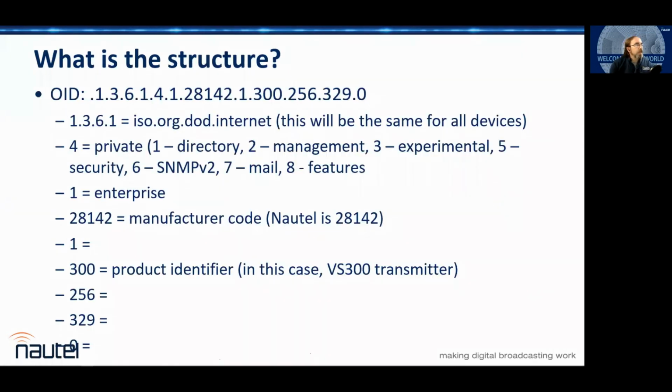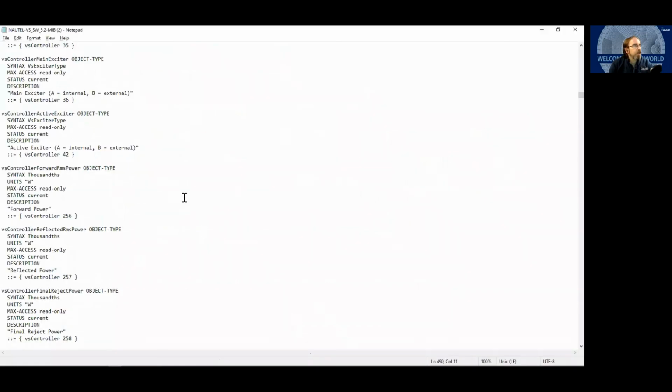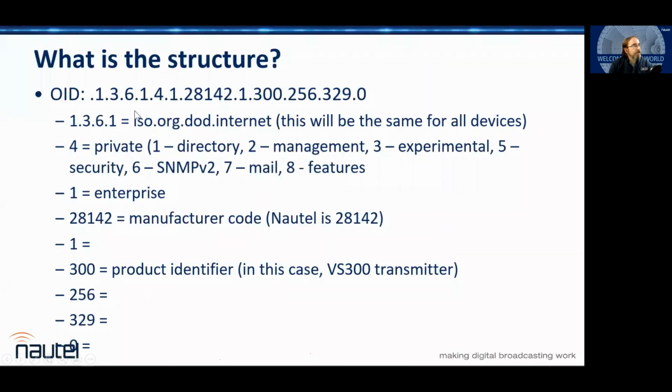There. So this is the OID for a VS300, and 256 is the controller. So we would replace the 329 with the status from our MIB file. Let's see, that's that file. So if we wanted to look at reflected power, we'd replace that with 257. So then we go back to the, so we've got 1.4, 121.84.